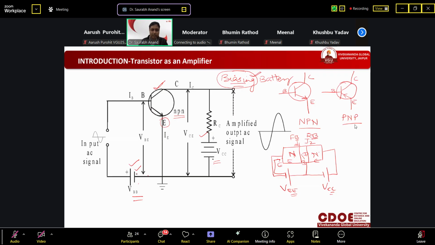Got it? Why is the battery like this? You can ask me, sir, here it is like this, but you are drawing it opposite in direction. It is because the emitter terminal is here and this emitter should be connected with the negative terminal of the battery, so the negative is here. Got it? Have you all understood why this battery is drawn like this?